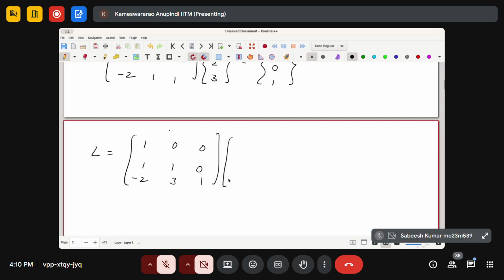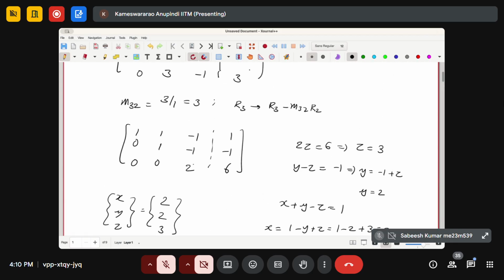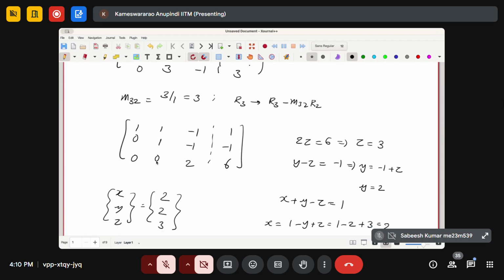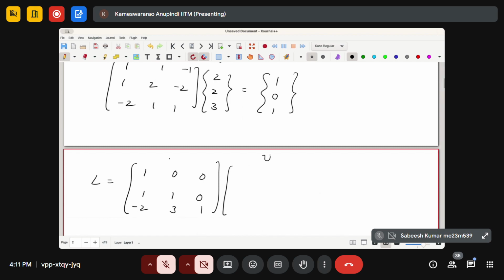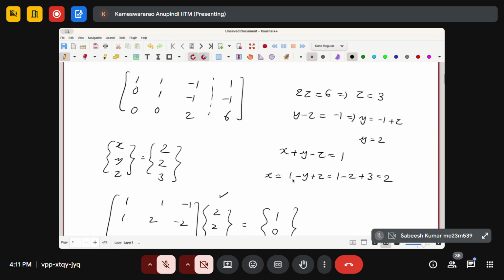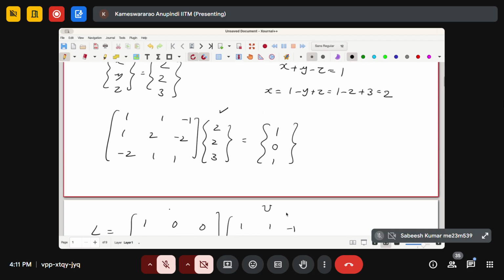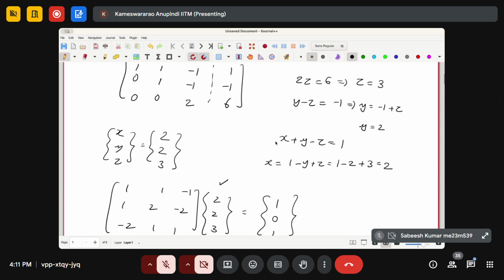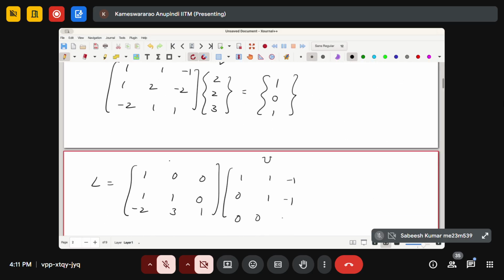And then my upper triangular matrix is basically whatever I have found here. This is the upper triangular matrix, which is 1, 1, minus 1, right? So my U is 1, 1, minus 1, same as before. Then the second row is 0, 1, minus 1. And then the third row is 0, 0, 2. Okay, that is what we have, 0, 0, 2.